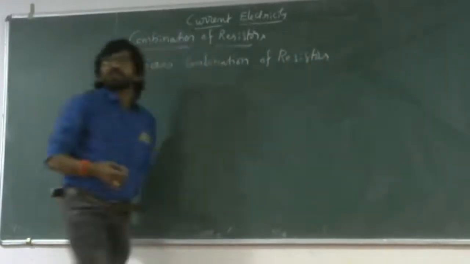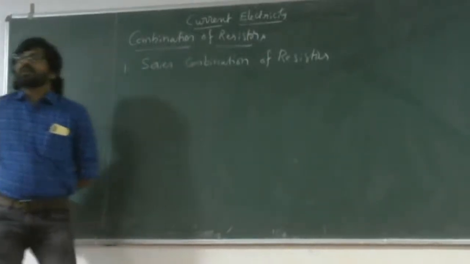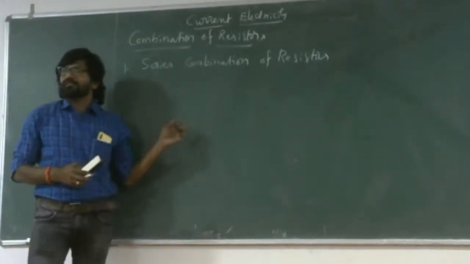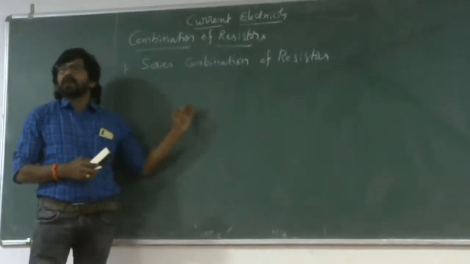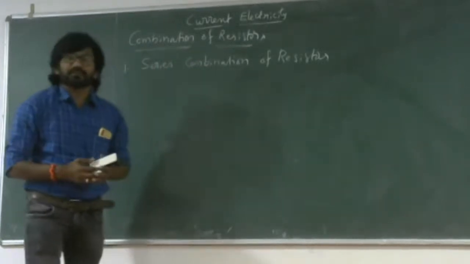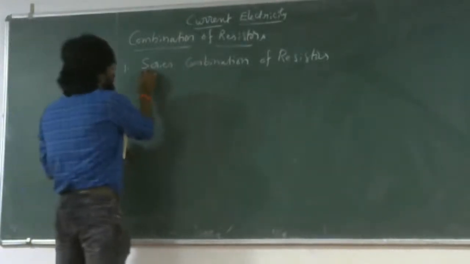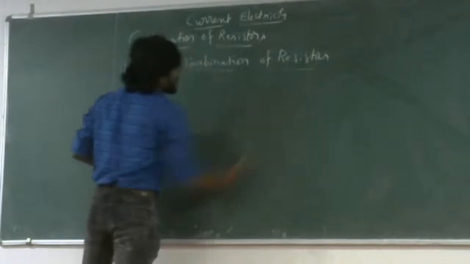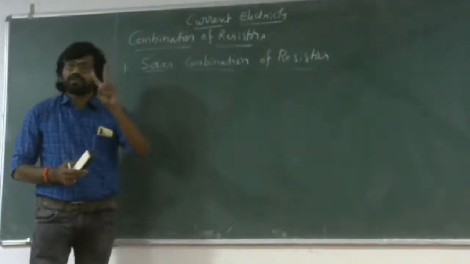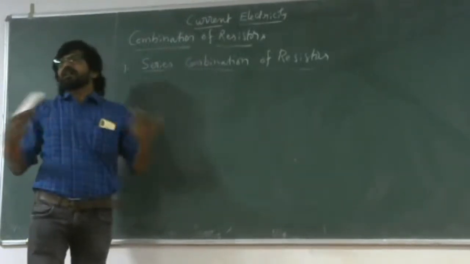In this series combination, the resistors will be connected end to end so that the same current will pass through each and every resistor. This kind of combination is called series combination. To understand this, let us start with the combination of two simple resistors. Then we can extend this to n number of resistors.